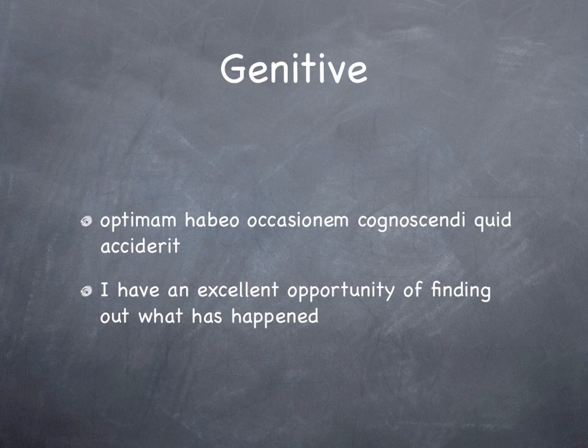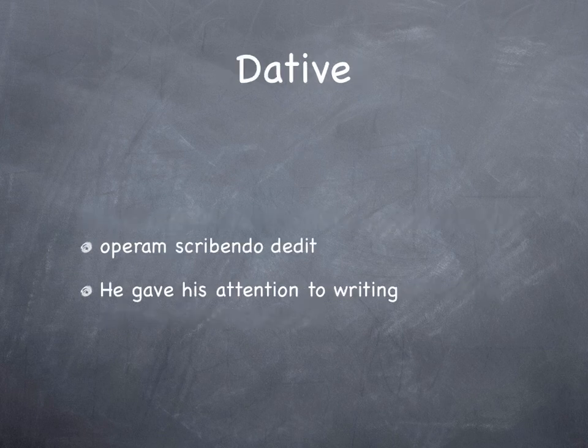So that's there. Remember not to confuse this gerund with the participle, particularly the present participle, which is a verbal adjective. It's the difference between saying the swimming man was on the beach, which would be a present participle, and swimming is good for you, which is a gerund. Then we can use the gerund in the dative. Operam scribendo dedit. He gave his attention, scribendo, to writing.